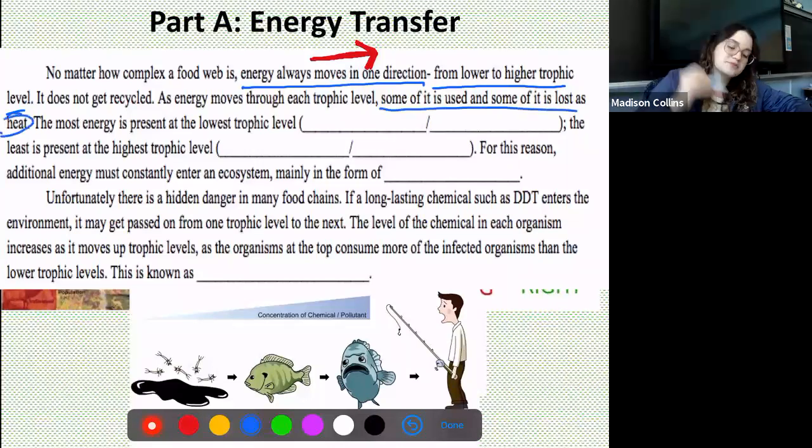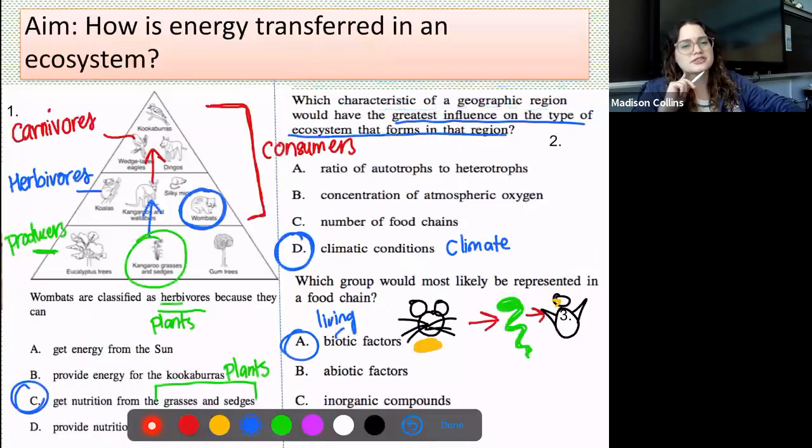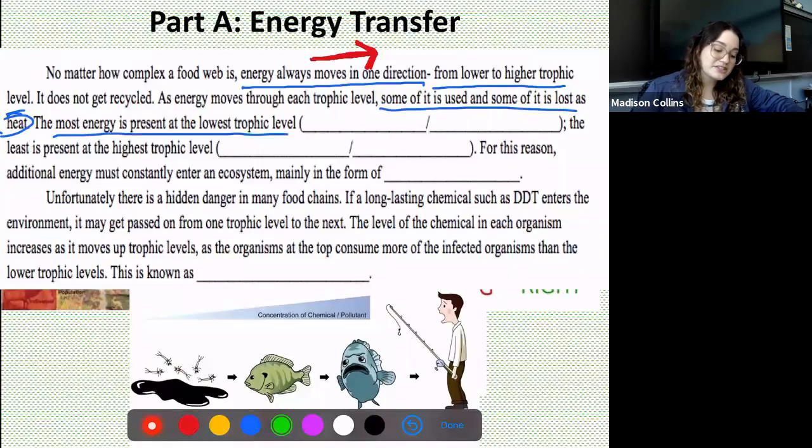The most energy is present at the lowest trophic level. Now, what was that first trophic level that we saw on our energy pyramid? Well, that first trophic level is always going to be our producers. So the most energy is actually present with our producers, which we can also classify as autotrophs because they're making their own food through that process of photosynthesis.